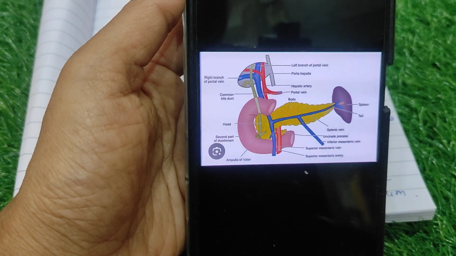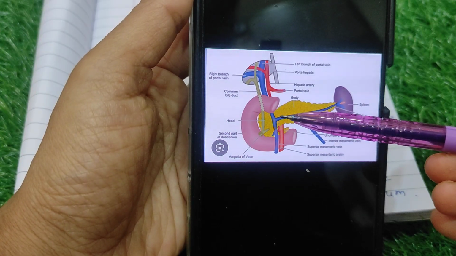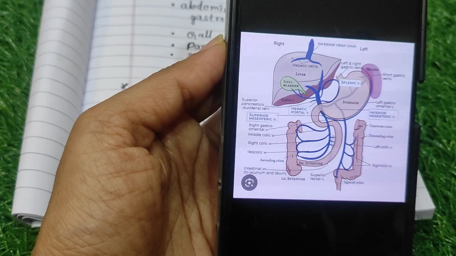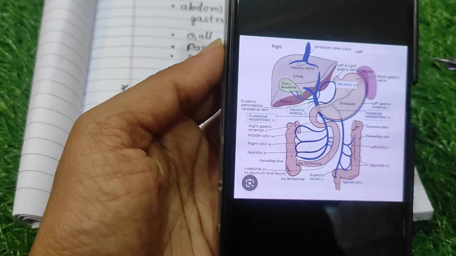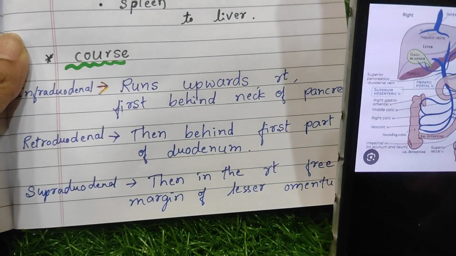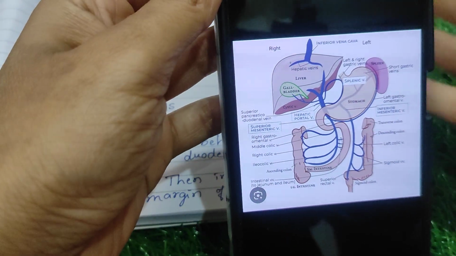In this image, you can see the infraduodenal portion. It runs behind the neck of the pancreas. Then is the retroduodenal part. This is the retroduodenal part. Here it goes behind the first part of the duodenum.